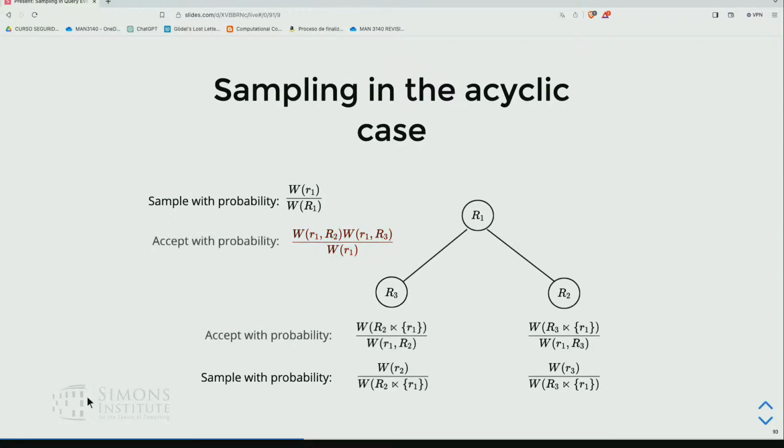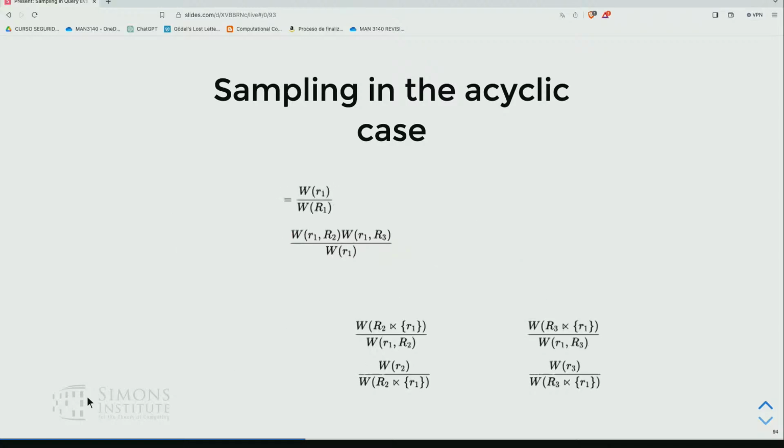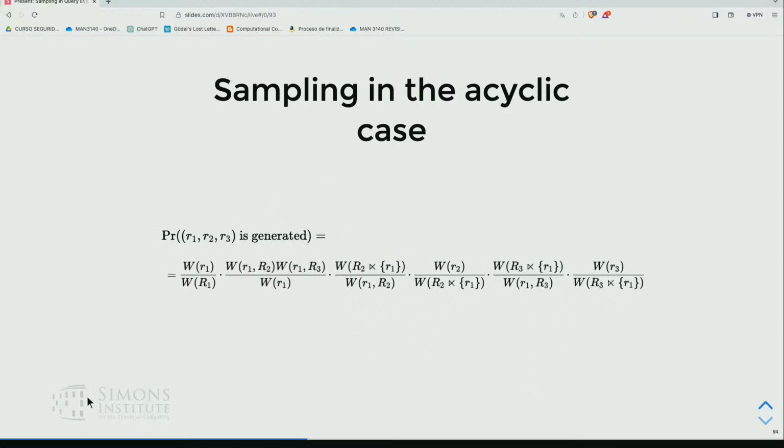So actually, when you multiply this thing, okay, so sorry. When you want to compute the probability that the tuple is in the answer, you have to consider that you have to accept, not reject, right? So the probability of accepting is this one here. And when you multiply all these things, you ask, what is the probability that R1, R2, R3 is generated? It's just a multiplication of all these probabilities here.